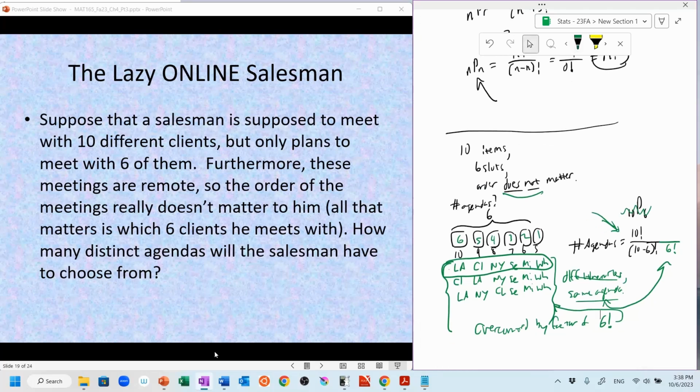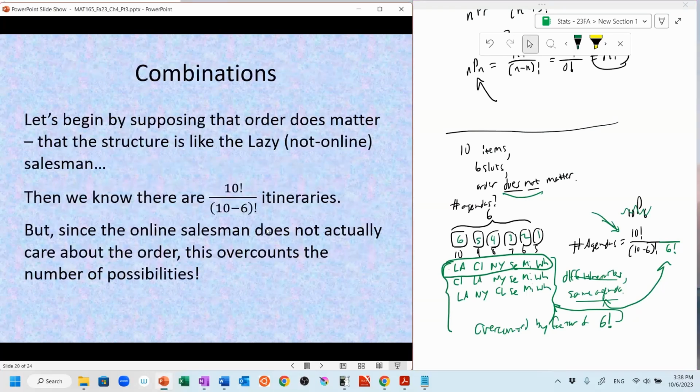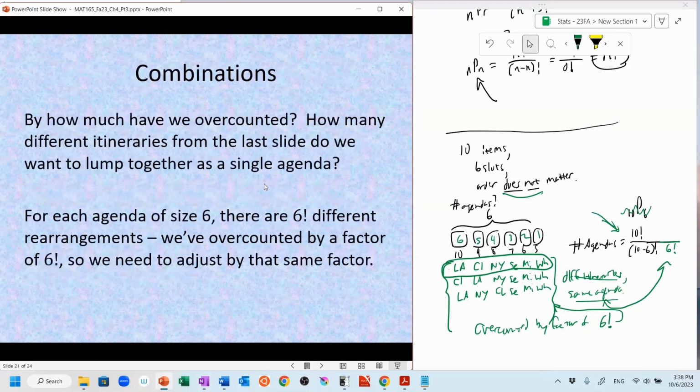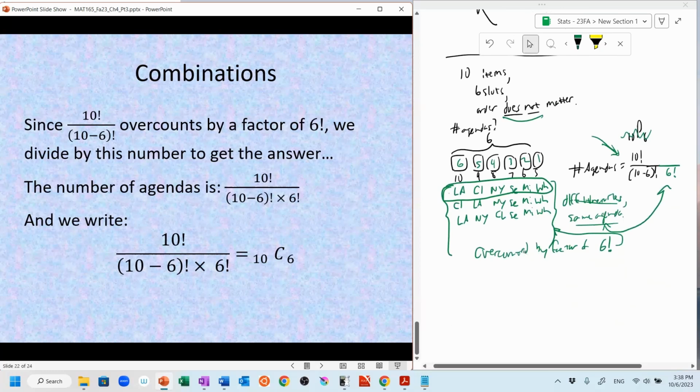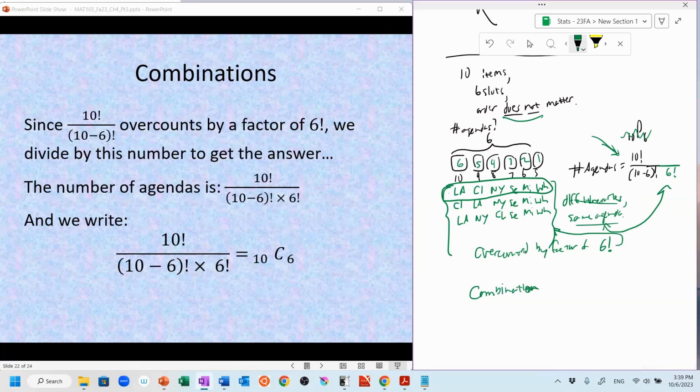So this structure also has a name. This 10 factorial over 10 minus 6 factorial times 6 factorial is called a combination. And we say 10C6, or sometimes the C is pronounced choose. So sometimes we would say 10 choose 6, or we might say 10C6.